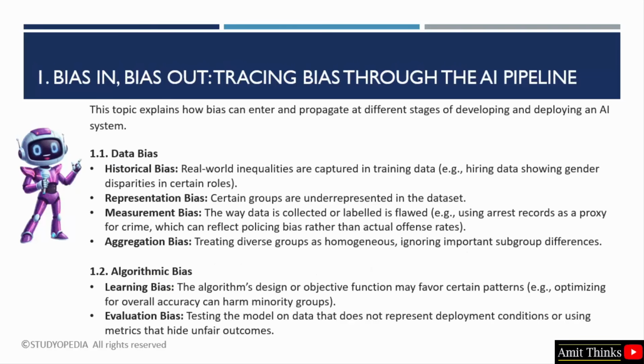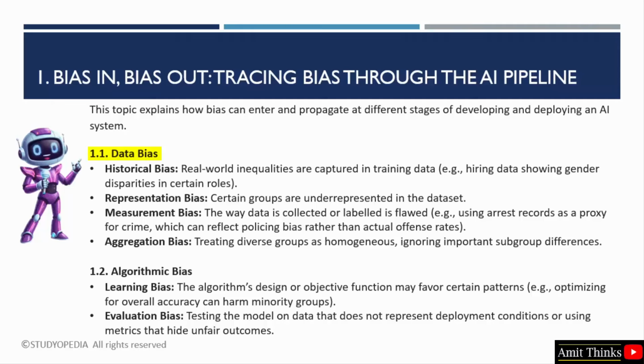Let us start with the first, that is bias in, bias out, tracing bias through the AI pipeline. Bias can enter AI systems during development and deployment. It typically arises from two sources, data and algorithms. Let's see what is a data bias. It includes historical bias, representation bias, measurement bias, and aggregation bias.